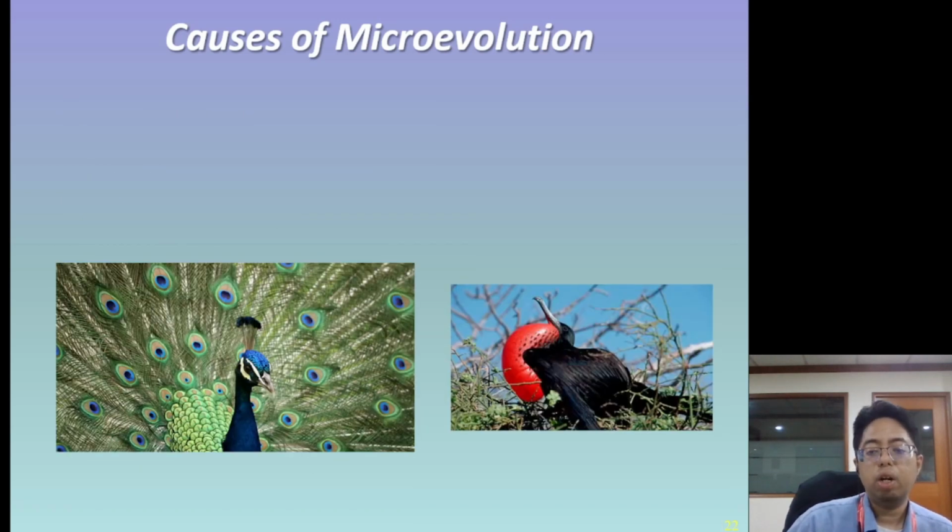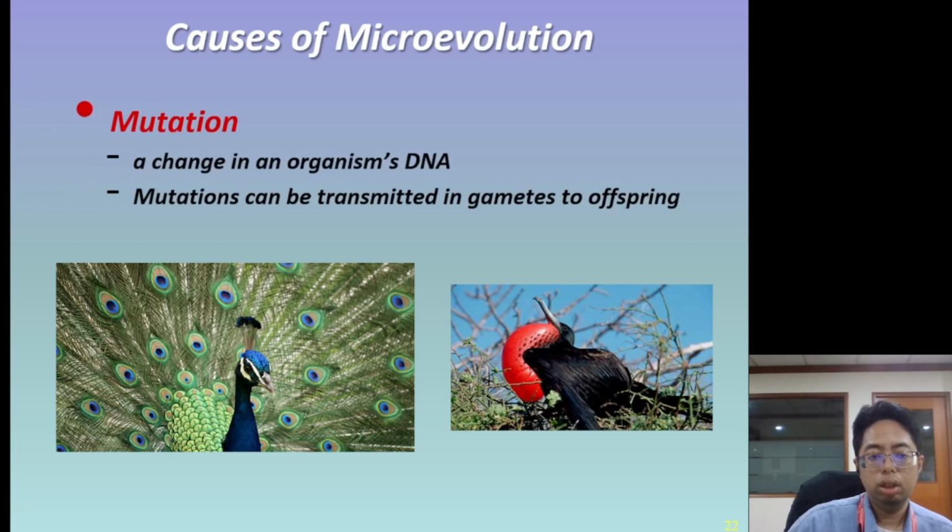So causes of microevolution. First of all is mutation. Mutation is a change in an organism's DNA. Mutations can be transmitted in gametes to offspring.